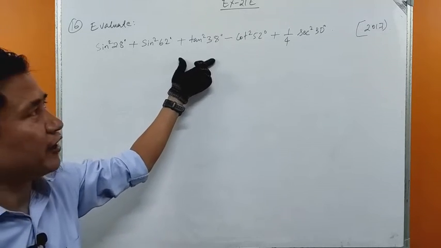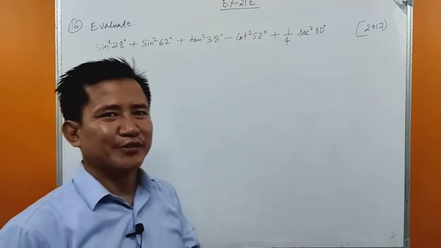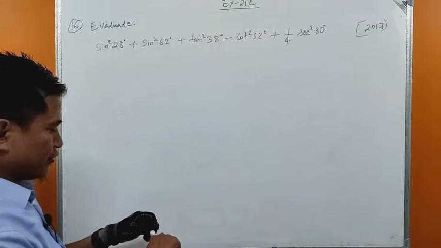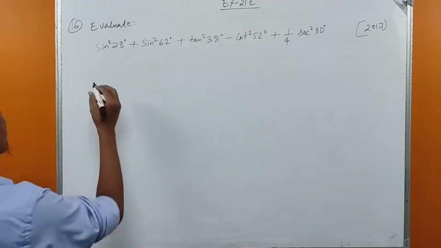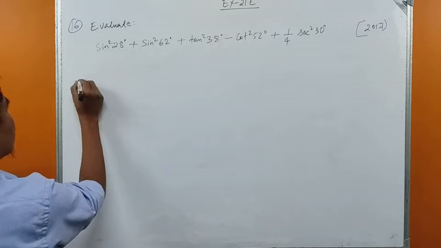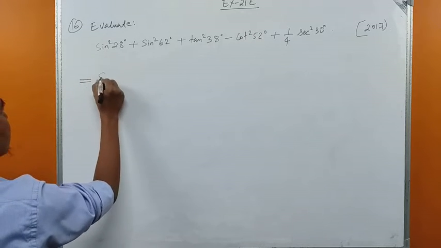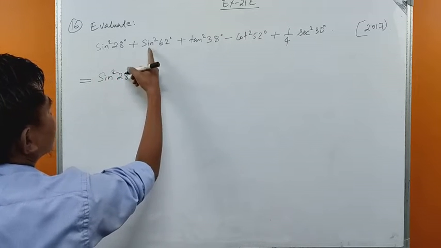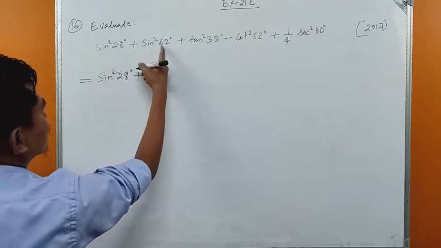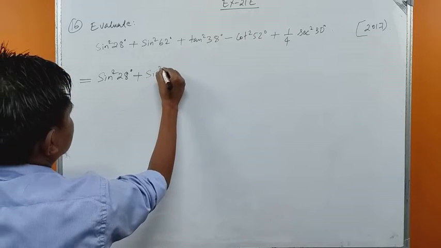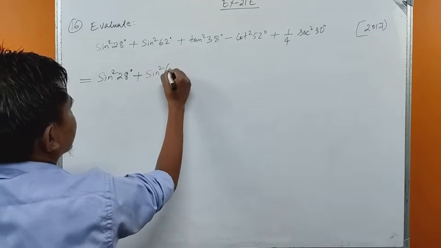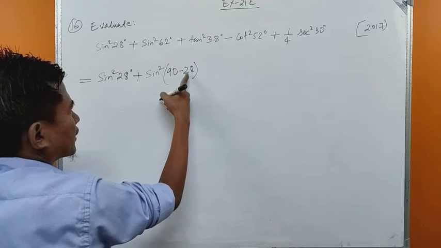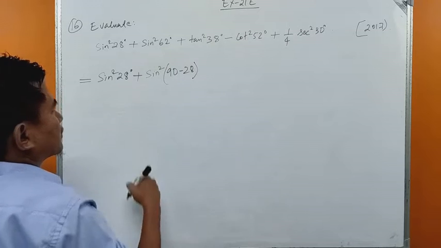We are asked to find the value of this expression, and this question was asked in the year 2017 in the ICSE examination. It's one of the important questions, easy but important. So sine square 28 degree we copy as it is, plus, now I change this 62 degree. Sine square, instead of 62 I can write 90 minus 28, because subtracting 28 from 90 gives us 62.